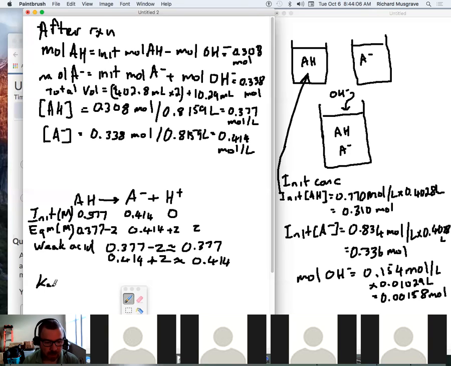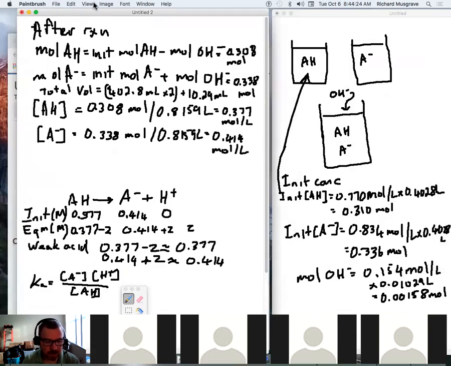So we know that Ka is A minus times H plus over AH. We're given the Ka in the question, and it's 6.130 times 10 to the negative 5. And that's equal to A minus, 0.414, times Z over 0.377. So then we can calculate Z, which happens to equal the concentration of H plus.